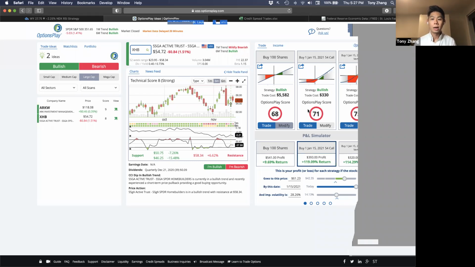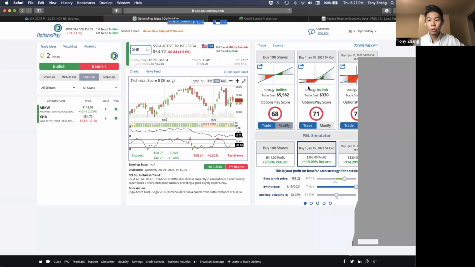Is the technical score calculated based on relative strength? So the technical score is a relative strength ranking. I'm not sure what you mean by based on relative strength. The technical score is a relative strength indicator.